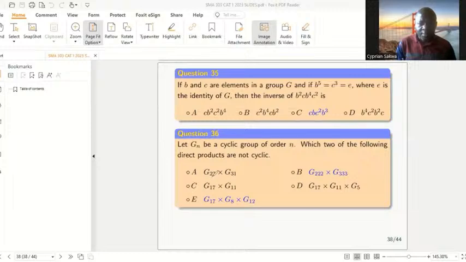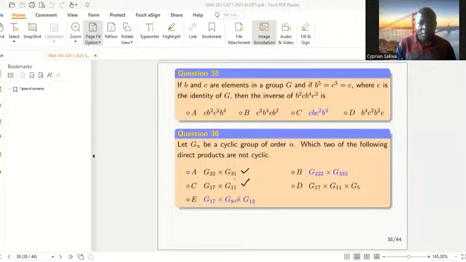Now, we have no common factor between 22 and 31 apart from 1. So 1 is the only common factor. So 22 and 31 are relatively prime. So this is cyclic. 17 and 11, the only common factor is 1. So it's cyclic.